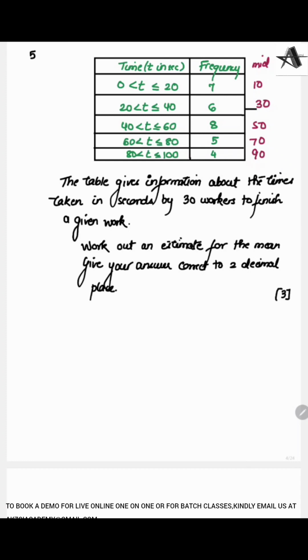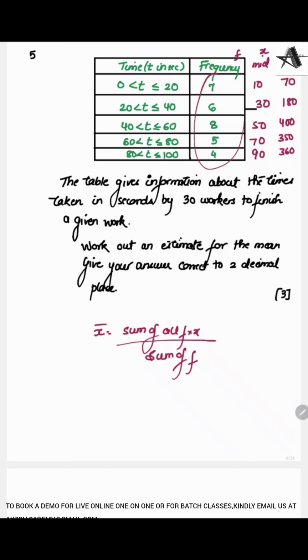Then we have to make a column of midpoint, which is x, and frequency, which is f, that is fx. We need to multiply the midpoints and the frequency corresponding to it. So 10 into 7 is 70. 60 into 3 is 180. 50 into 8 is 400. 70 into 5 is 350. And 90 into 4 is 360. The formula to calculate the estimation of mean is sum of all f into x over sum of all f.